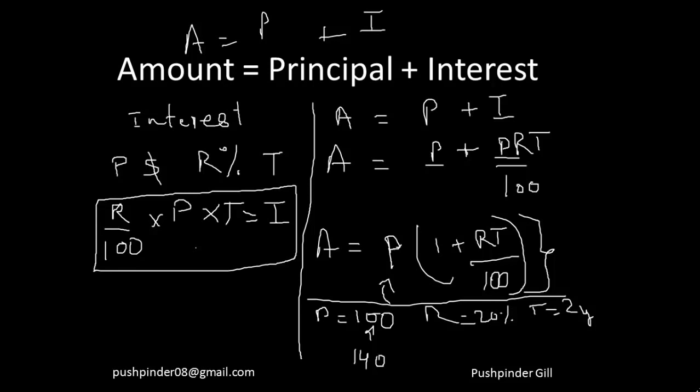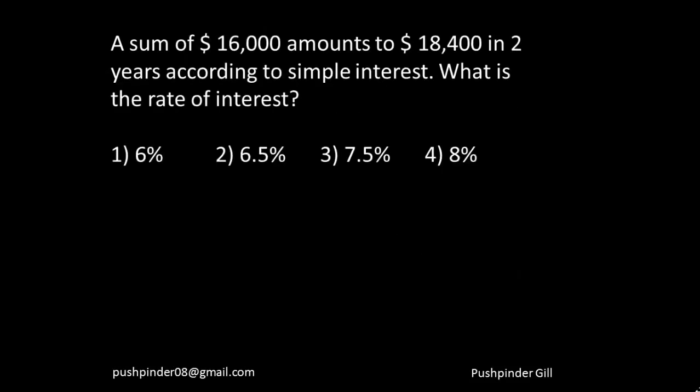Fine, right? So I hope everyone is understanding what I'm trying to state here, that one thing that we established is that interest is principal rate time by 100, and amount is principal into the integrating factor, that is R% increase times T. Fine. Now let's see this question. A sum of 16,000 amounts to 18,400 in 2 years. What is the rate of interest?